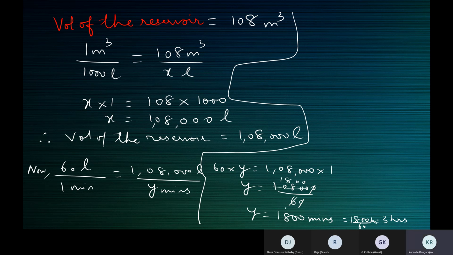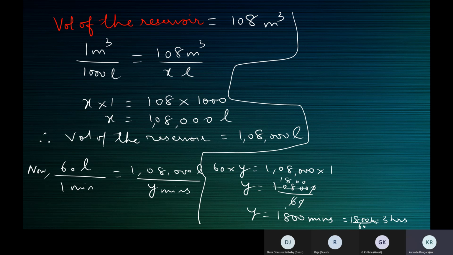So children, the first step is you convert the volume of the reservoir, which is in meter cube, to liters. So you can see that proportion there. 1 meter cube, 1000 liters. 108 meter cube, how many liters? X liters. You should have the same units in the numerator, meter cube, meter cube, and the same units in the denominator, liter, liter. Cross multiply and work this. The answer will be in liters.